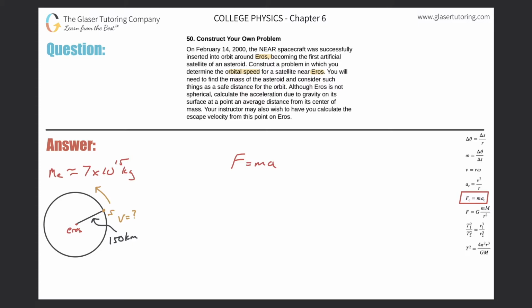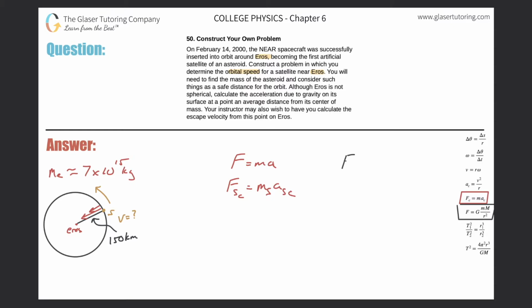The force that is applied to the satellite by Eros would be a force pointing towards the center, because in order to keep the satellite on a circular path, there has to be a centripetal force. This will equal the mass of the satellite, because it's the force necessary to keep it in its orbit, multiplied by the centripetal acceleration, because it points towards the center of the orbit.